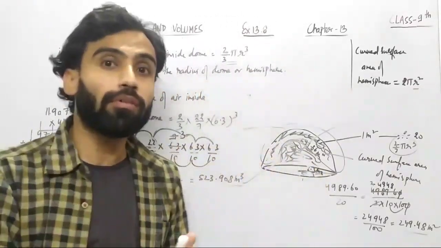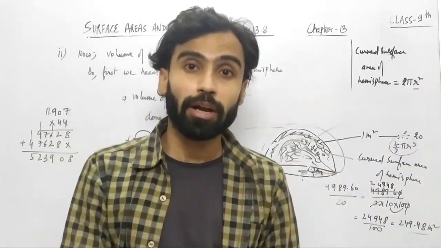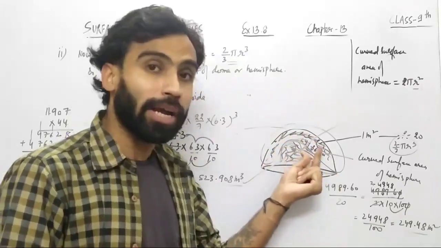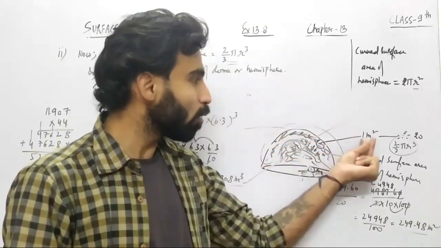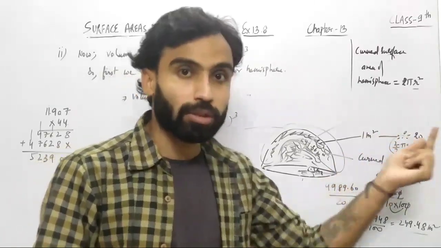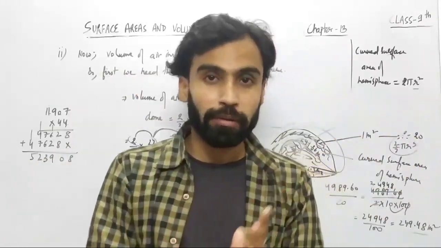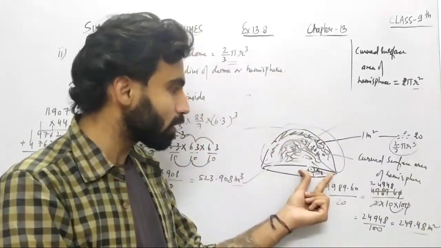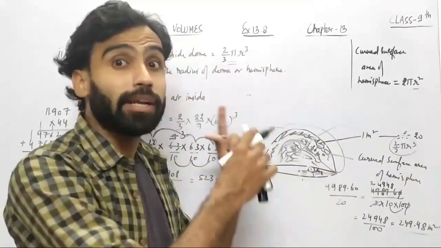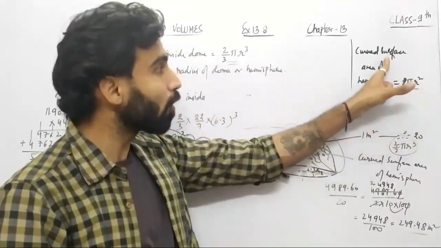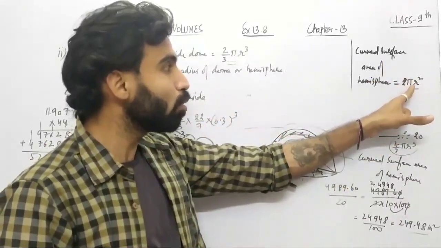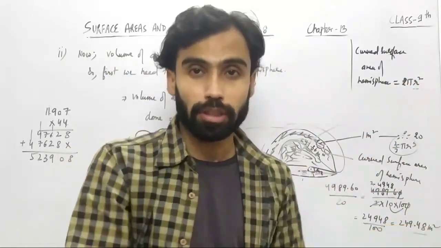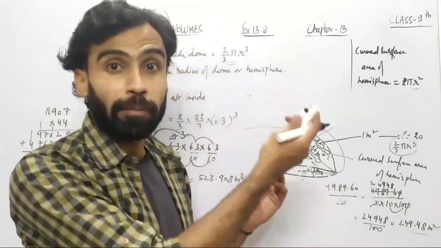So first of all, we will calculate the curved surface area by dividing the total cost of whitewashing inside by the cost of whitewashing 1 meter square. That was 20 rupees, right? So that will give us the inner curved surface area, right? Then in the second part, first we have to calculate the radius of this hemispherical dome, right? By equating the formula of curved surface area, that is 2 pi r square, with the curved surface area that we have calculated in the first part, right? So that was 249.48, right?